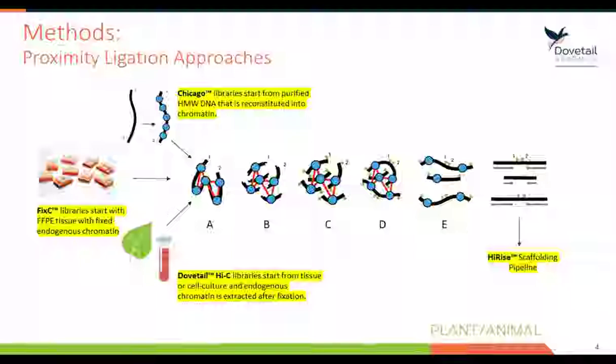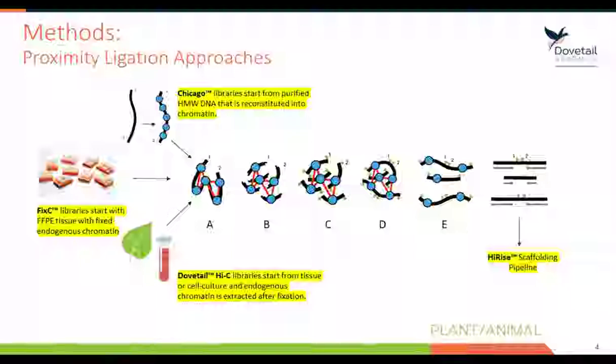Dovetail Hi-C does a very similar process, except we're starting with tissue instead of DNA. And so you can imagine that in step A there, instead of this being a single molecule, this is actually an entire chromosome. And so this process of proximity ligation occurs throughout the entire chromosome from one end to the other. And thus, when we take that data and put it into HiRISE, we're now going to start building contiguity up to a full chromosome.